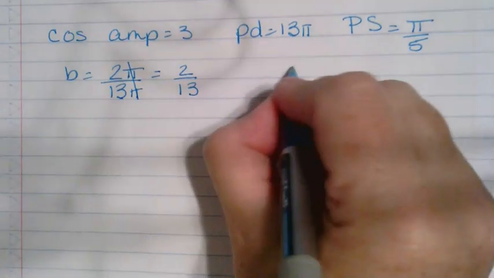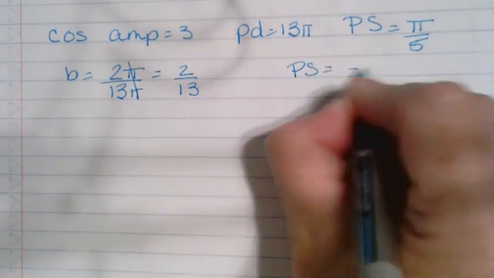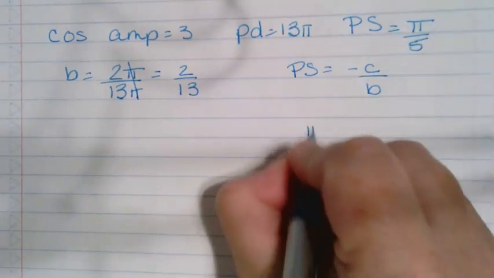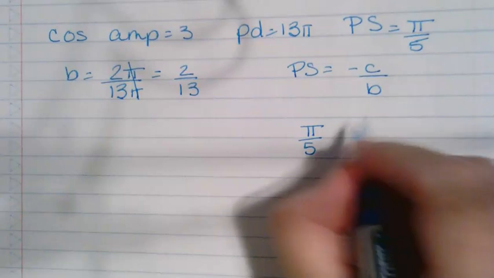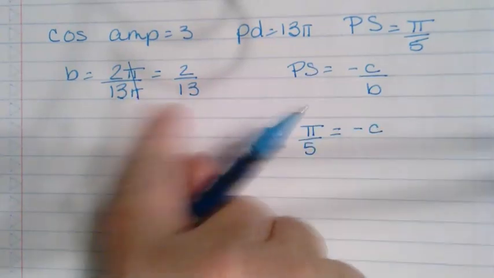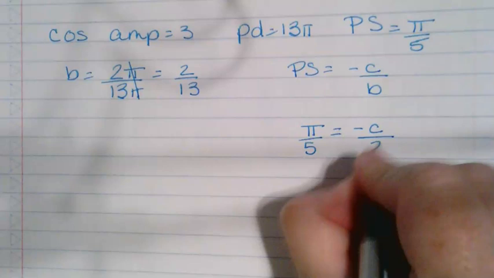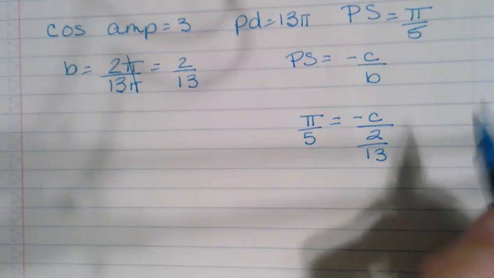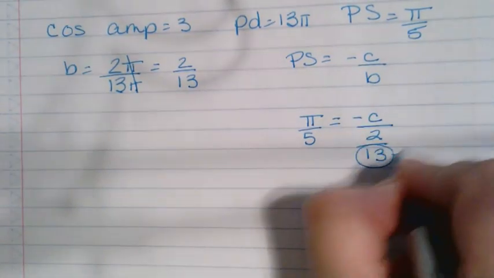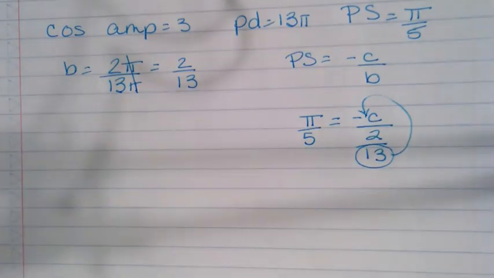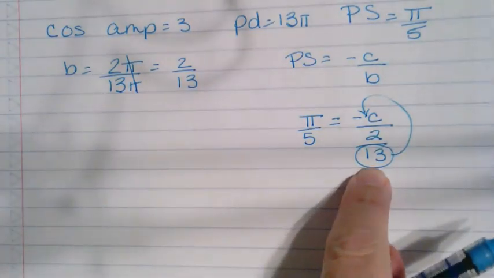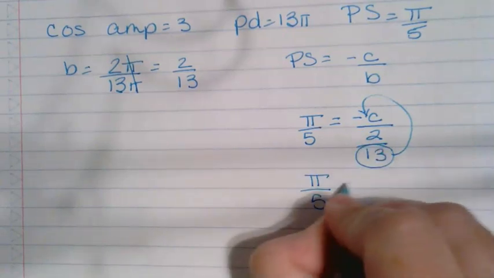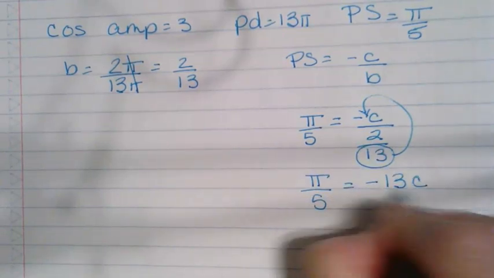Okay, remember phase shift is the formula's opposite, C over B. We know phase shift is pi over 5 equals, we don't know what C is, but we do know what B is, 2 over 13. Think in basketball, it's called alley-oop. So we're going to take this 13 and alley-oop it to the top. And what essentially I've done is keep, change, flip quickly. So pi over 5 equals negative 13C over 2.